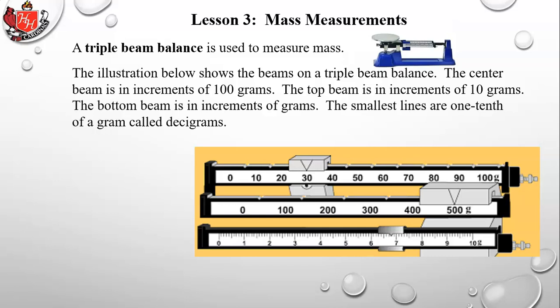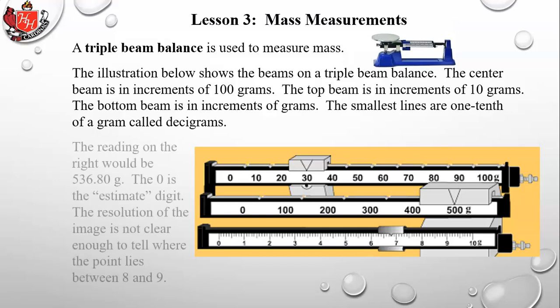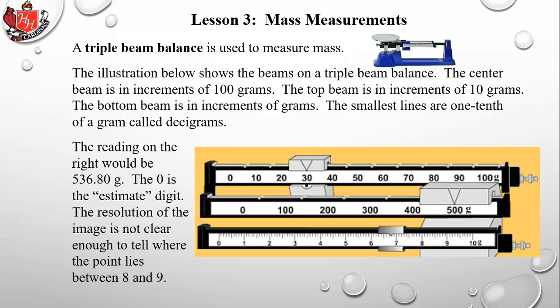So I'll ask you a question in your assignment. What's the maximum number of grams that could be measured on this triple beam balance? And this is a very standard triple beam balance. So the reading on the right would be, well, what do you think it would be?